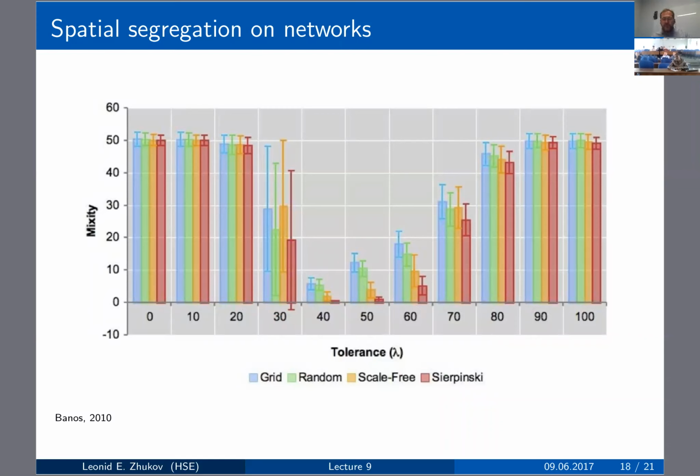So I think this is a key slide for the lecture, and a key slide for those findings for the papers. On the horizontal axis, we have a tolerance level. Again, how tolerant people are. And on the vertical axis, we have mixity, or level of how mixed up the population is. And so what you see here is that on the very right, when people are very, very tolerant, so they don't really care who the neighbors are, of course, everything is mixed up, right?